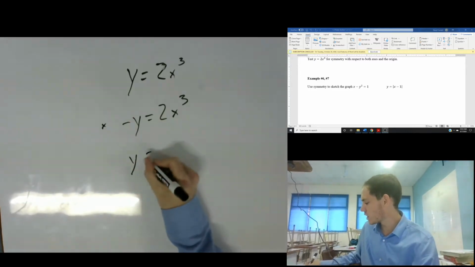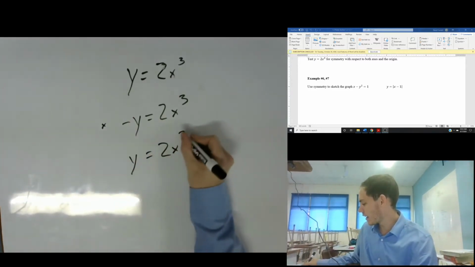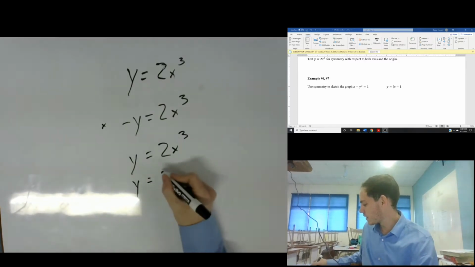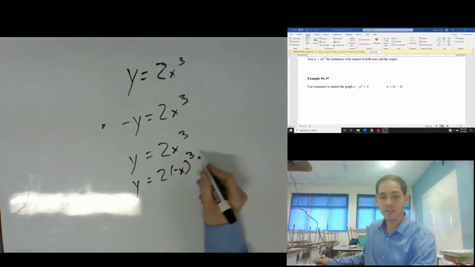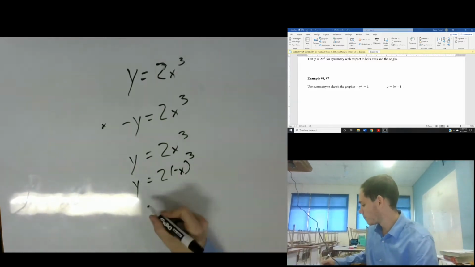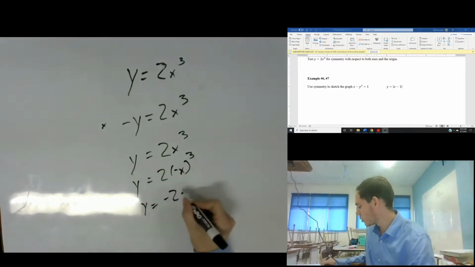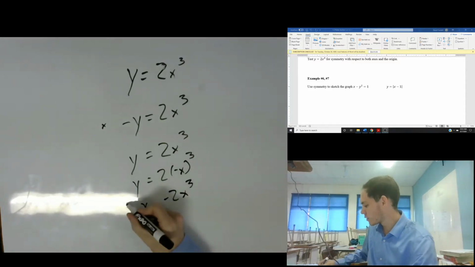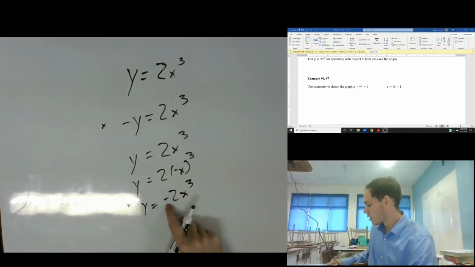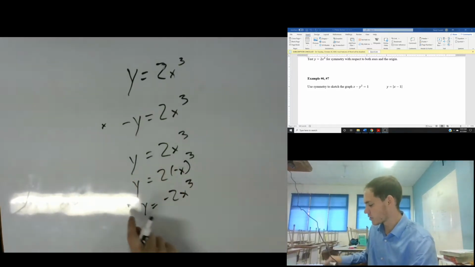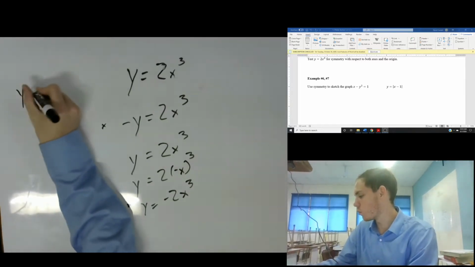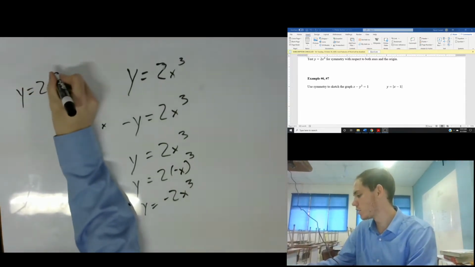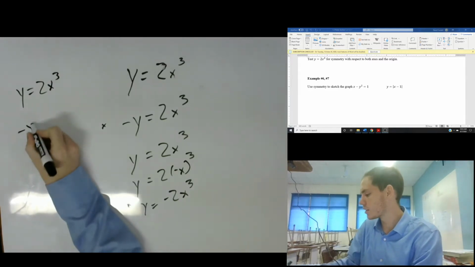Now what about changing the x to be negative? Negative x on the inside, and if you work out the math, you get y equals negative 2x cubed. Again, this wouldn't work because we're saying a positive equals a negative and a positive equals a positive. So that's not true.